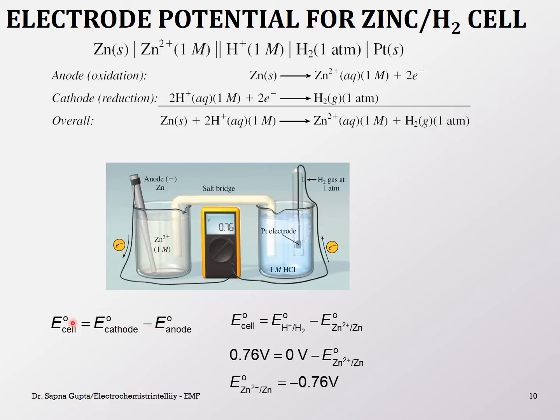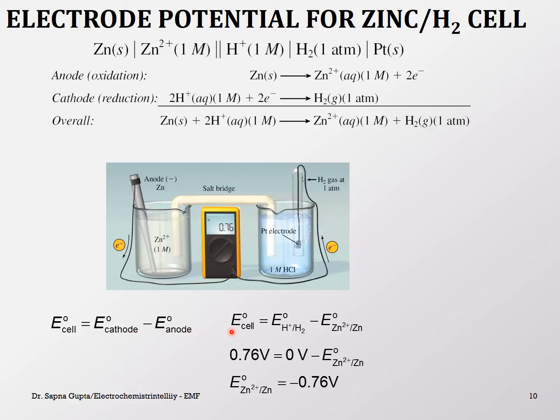The naught here again just means standard conditions. If you don't have the degree sign there, then it means that things are not under standard conditions, which means anything is possible because your concentrations and pressures are all different. So it does not hold true then. If you're measuring for standard electrode potentials, then this is what it should be: E cell is equal to E cathode minus the E anode.